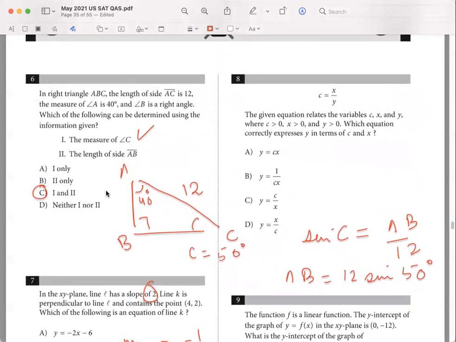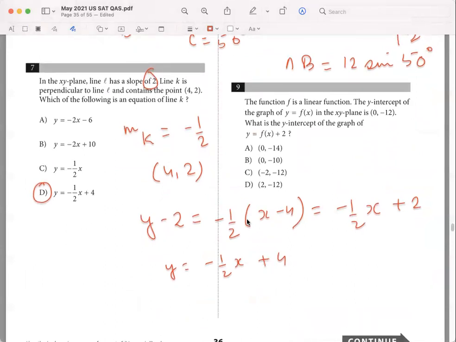The given equation C is equal to x over y relates the variables C, x, and y, where C, x, and y are greater than 0. What equation expresses y in terms of C and x? So if I take y to the left-hand side and bring C to the right-hand side, I can say y is equal to x by C. So y is equal to x by C, option D.